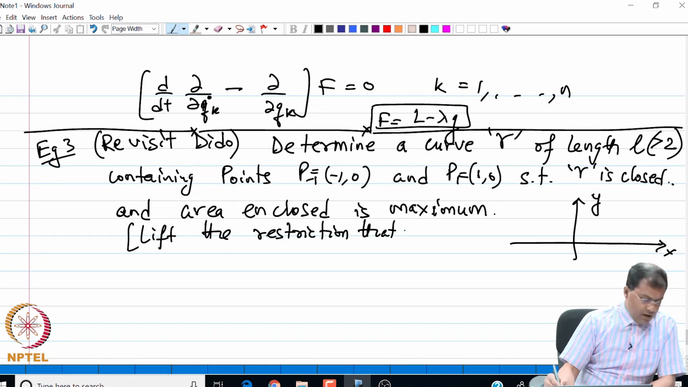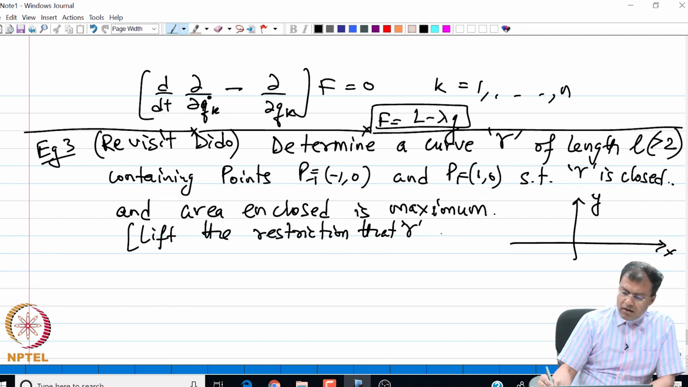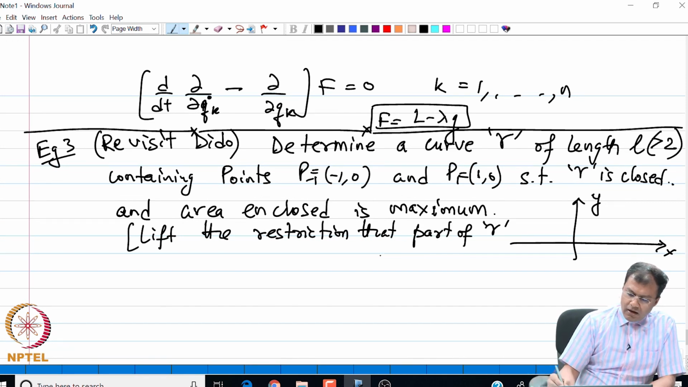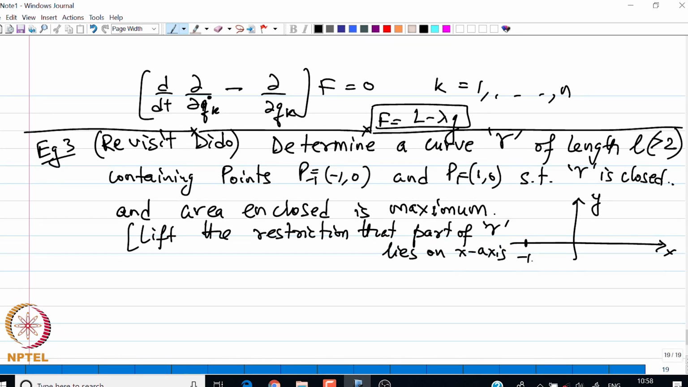that part of gamma lies on the x axis here. Certainly it passes through (-1, 0) and (1, 0), but now the other half can very well be below the x axis. So, we have a much more generalized problem in this case. In this case now the area functional is going to be described by Green's theorem, because this is a much more general scenario.